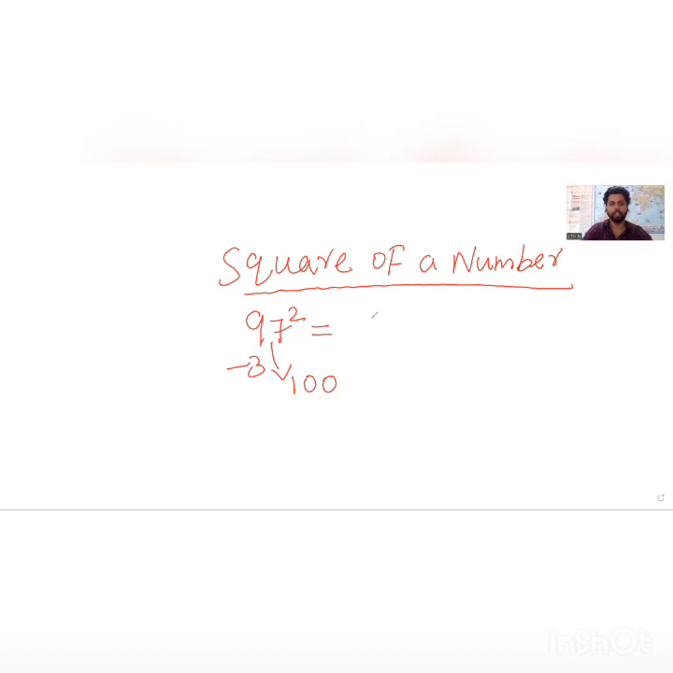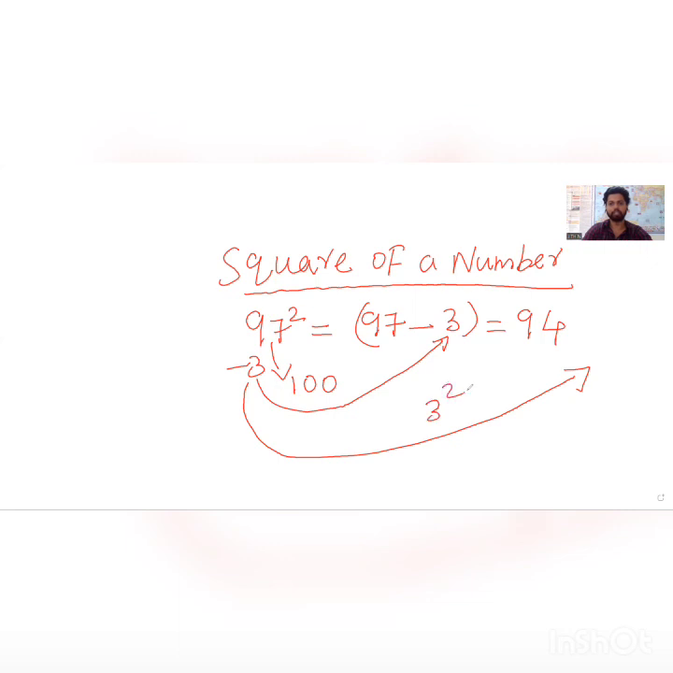So our first step is write the number itself. Then since it is less than 100, we need to subtract the difference from that number, that is 97 minus 3. The answer of this basic operation will give you the first 2 digits. So 97 minus 3 is 94. So first 2 digits are 94. Then the next step is very simple. Take the square of this difference. Here difference is 3, so take the square of 3. That is 3 square is 9.